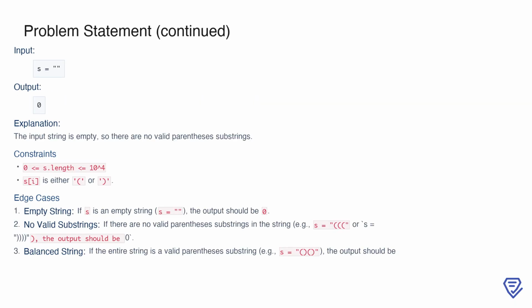Now consider the third example, where the input string is s equals the empty string. Since the string is empty, there are no valid parentheses substrings, so the output is 0. This highlights an important edge case where the input string contains no characters. Additionally, the constraints of the problem specify that the length of the string s can range from 0 to 10^4, and every character in s is either '(' or ')'.